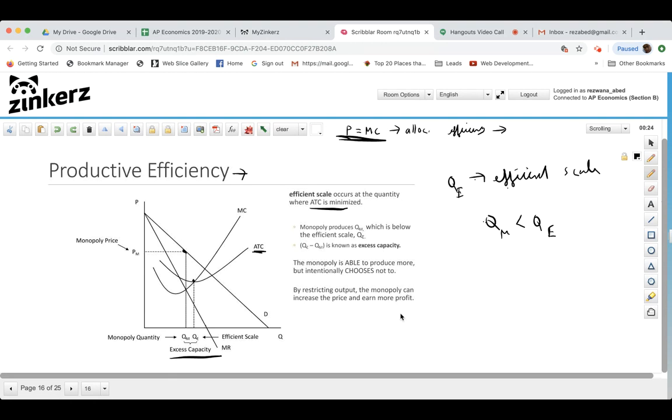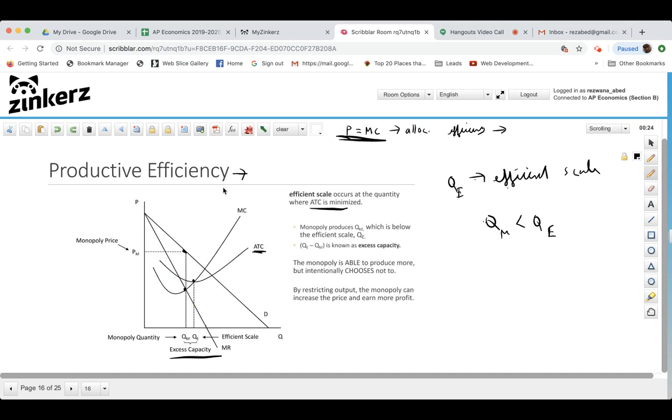If they produce as little as possible, why isn't the average total cost minimized if they're producing as little as possible?